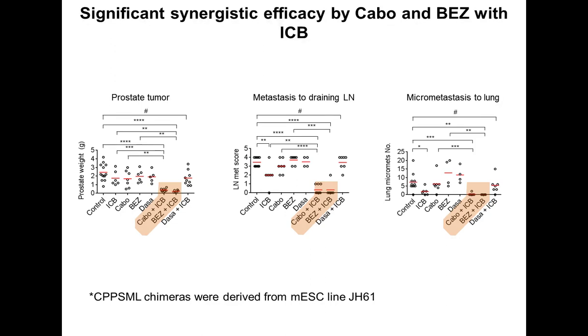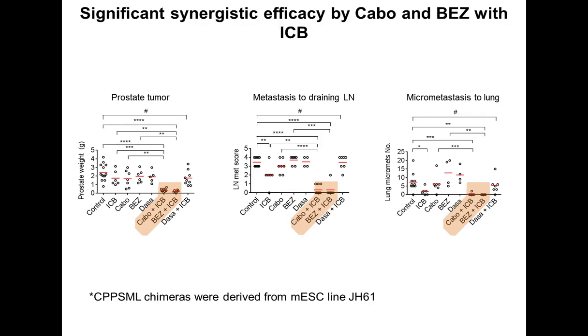And this trend also held true for metastasis pretty much, except that in metastasis we do see that ICB alone has a moderate effect in reducing the metastasis burden. Nevertheless, the combination of cabo plus ICB or BEZ plus ICB were the ones that really brought the metastasis burden down to almost zero.